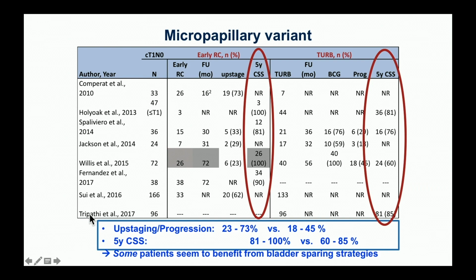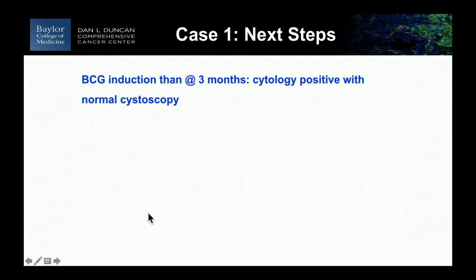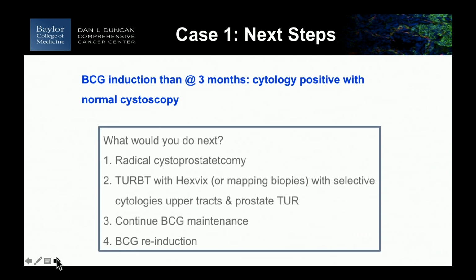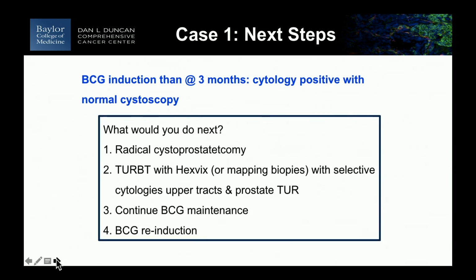There is an option of bladder sparing, though I have to tell you that I don't think I've done that in a patient with micropapillary disease. So the patient gets BCG and at the 3-month follow-up, has a positive cytology but normal cystoscopy, so no visible papillary disease. And what would you do next now? Positive cytology only.